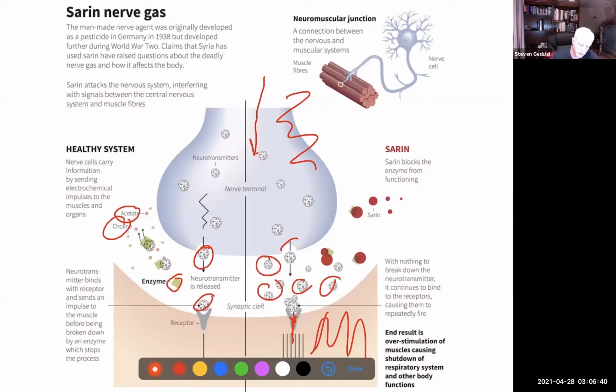Sarin gas comes along, and sarin gas binds to the acetylcholinesterase, and now it binds to the active site. So the acetylcholinesterase cannot bind to the acetylcholine and break it down into acetate and choline. Okay. So when sarin gas is present, the muscle contracts and cannot release. End result with sarin gas is overstimulation of muscle, causing shutdown of the respiratory system and all your other bodily functions. It's not a pleasant way to die. Every system in your body shuts down.